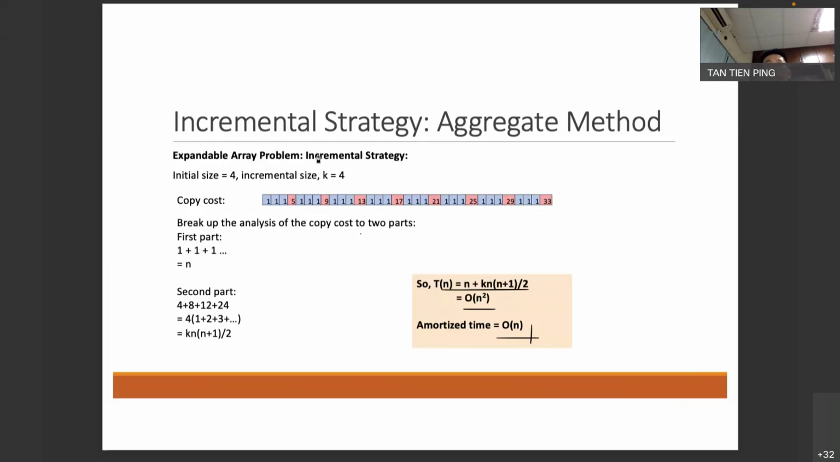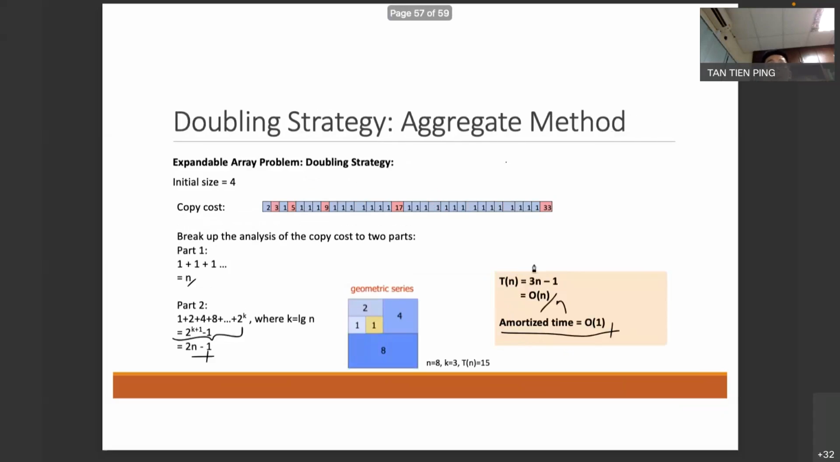For the incremental strategy, for each add operation, the complexity is big O(n) on average. And for the doubling strategy, on average, the amortized time is considered constant.